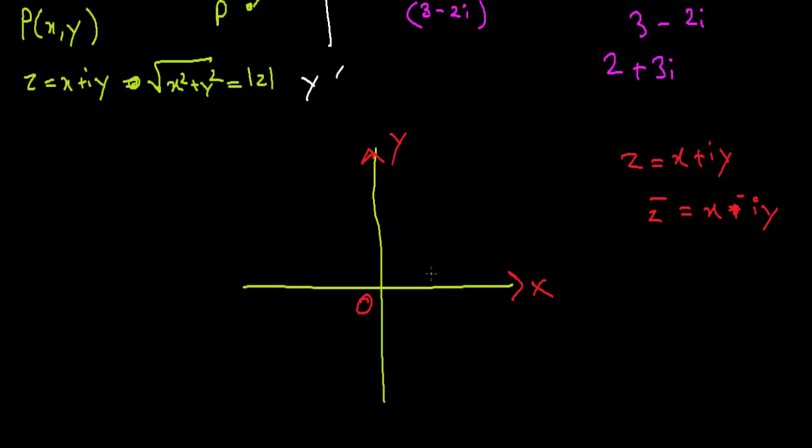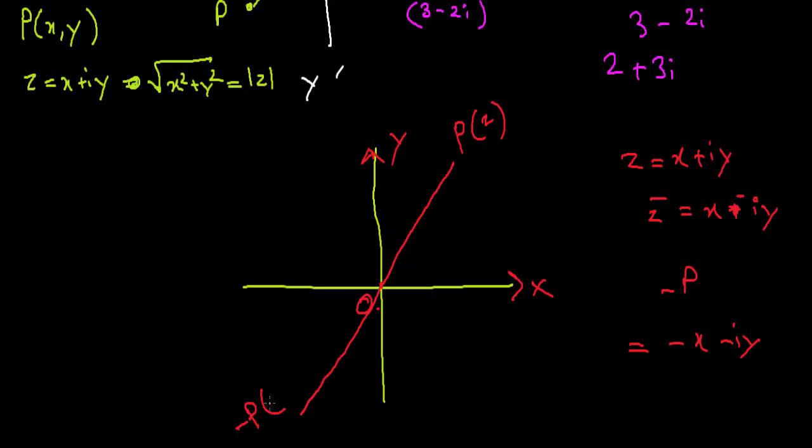Suppose z is like this and we consider P as z. If we have any arbitrary complex number, it will have this form. If you want negative of P, that is minus x minus iy, we just take the mirror image of it. It will be here, that will be negative P, so that will be negative z. Now if you want the conjugate, it will be something like this, because our x is positive and our y is negative.